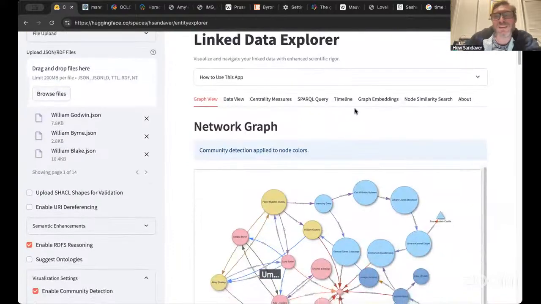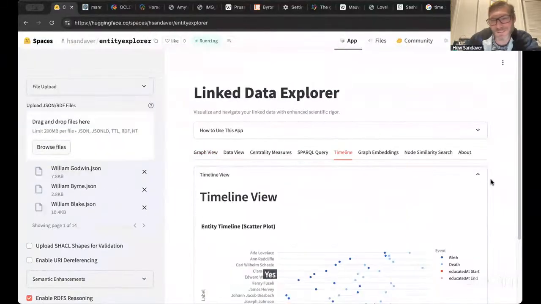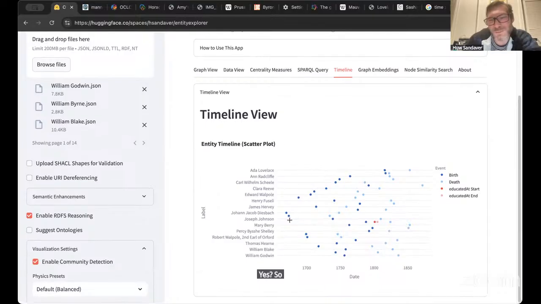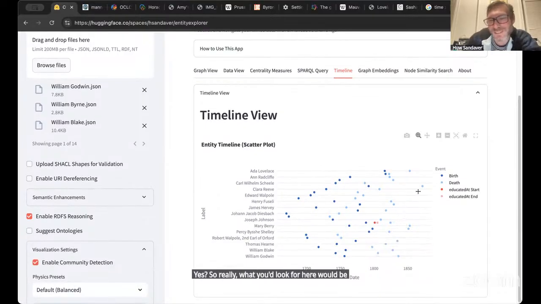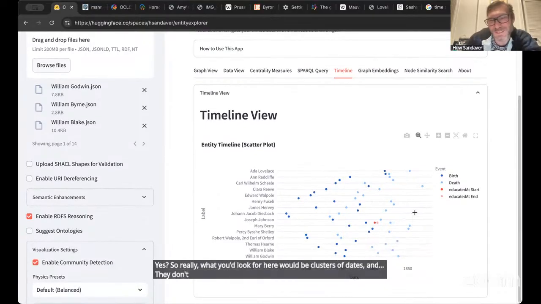Can we visualize dates? Yes. So really what you'd look for here would be clusters of dates, and they don't really with this. It's very diffuse. It's quite spread out.